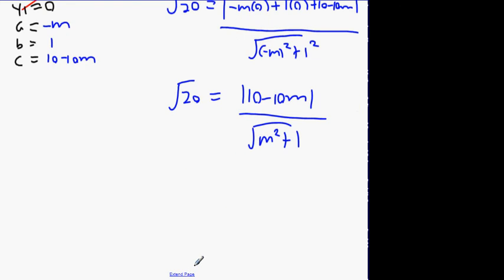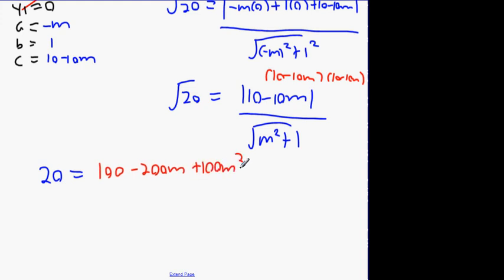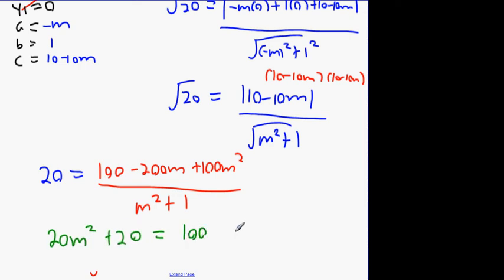Square both sides. You get 20 equals, this is me multiplying out 10 minus 10m multiplied by 10 minus 10m, and when you do that out properly you're going to get 100 minus 200m plus 100m squared all over m squared plus 1. Is that alright? Any questions on that? Now guys, what we get is 20m squared plus 20 equals 100 minus 200m plus 100m squared.